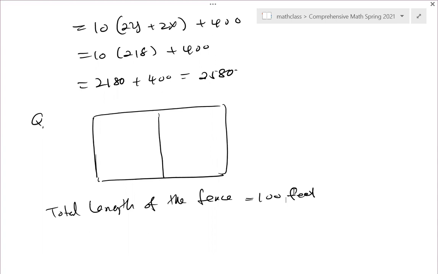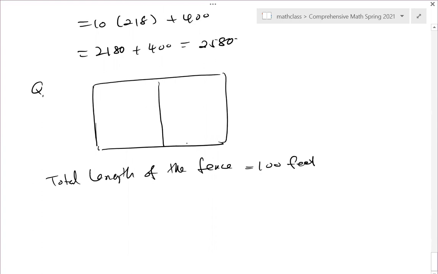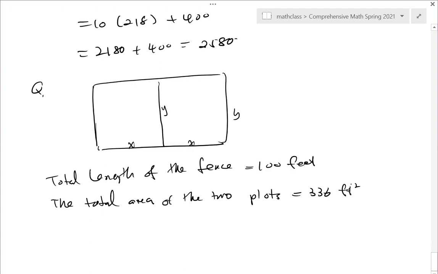But you have to design the dimensions, design the rectangle. What are the dimensions, right? So this side is X, this side is X, this side is Y. We have to decide what Y is. And we know that the total area of these two plots is going to be 336 square feet. Okay, and we also make sure that the dimensions are integers.